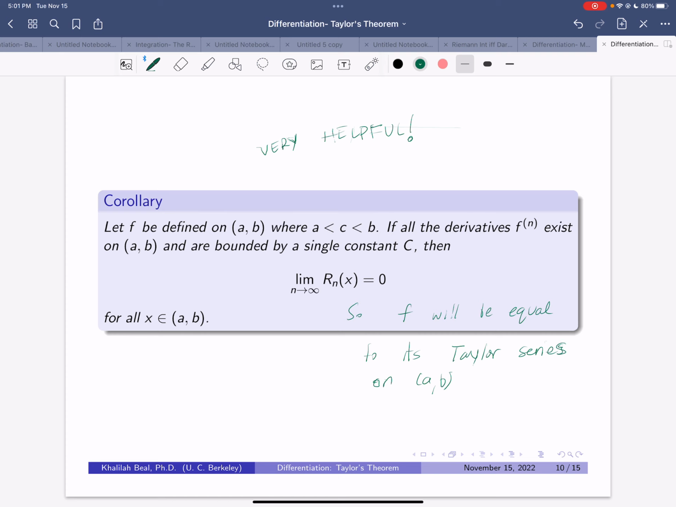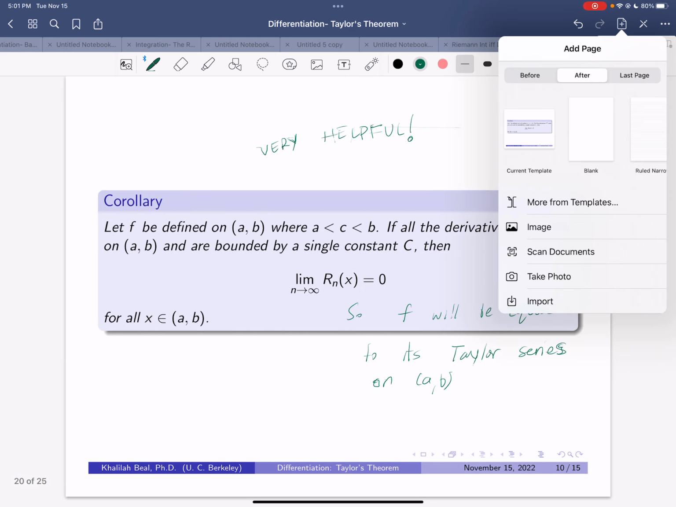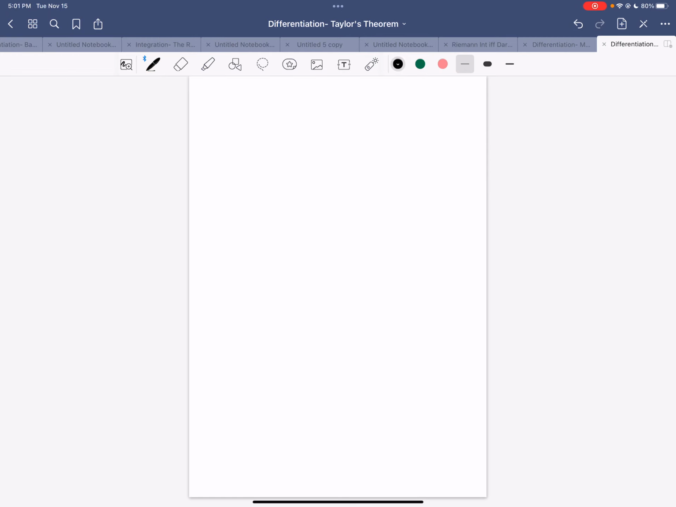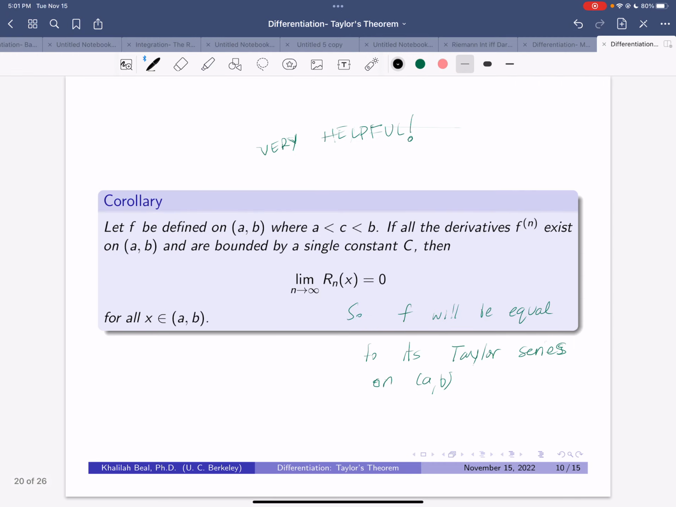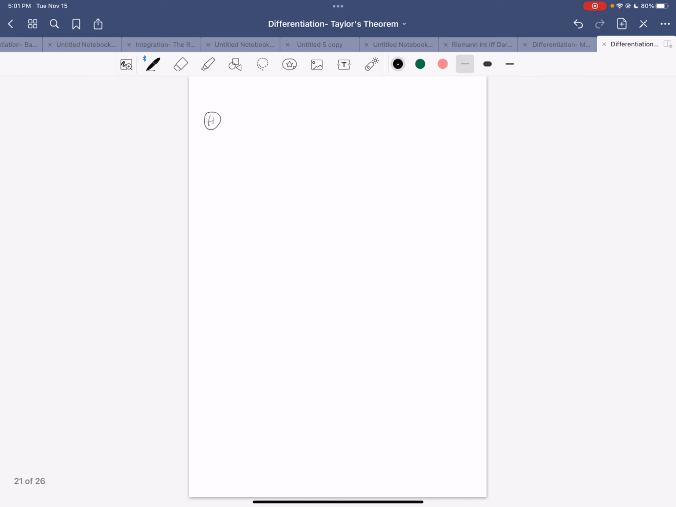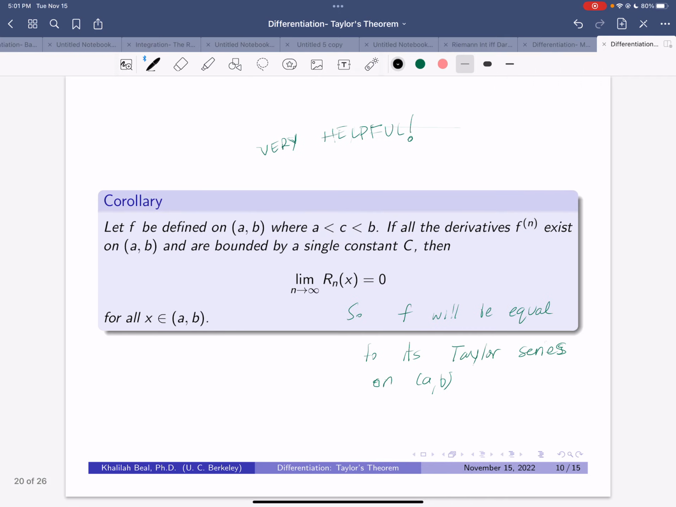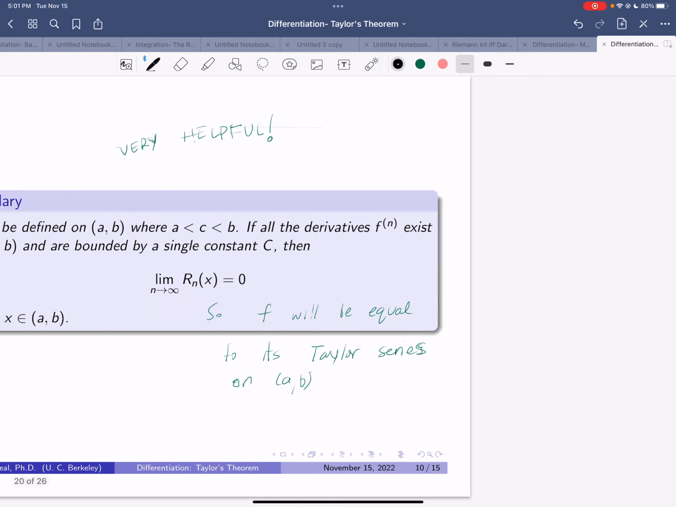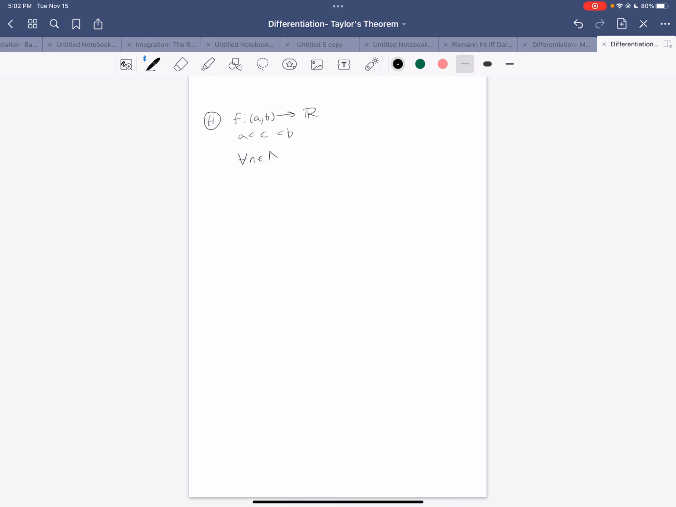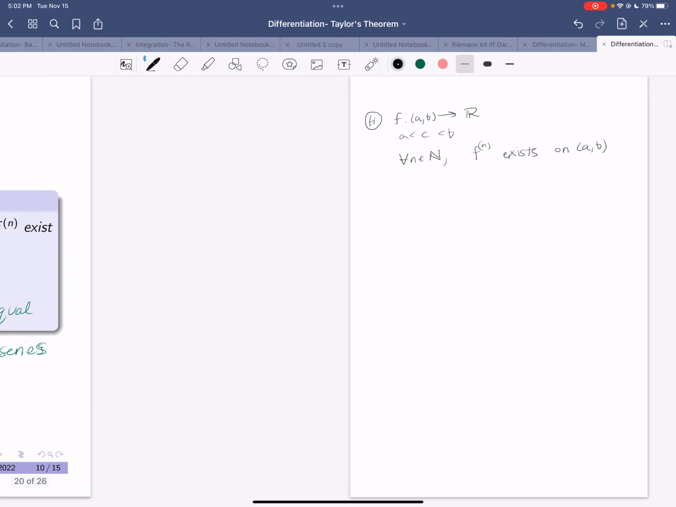Okay? So again, let's go ahead and set this up. Our hypothesis is that f is defined on (a, b). f goes from (a, b) to R. c is some point in the interval, in the domain. All of the derivatives exist. So for each n in N, the nth derivative of f exists on (a, b). In other words, f has a Taylor series.